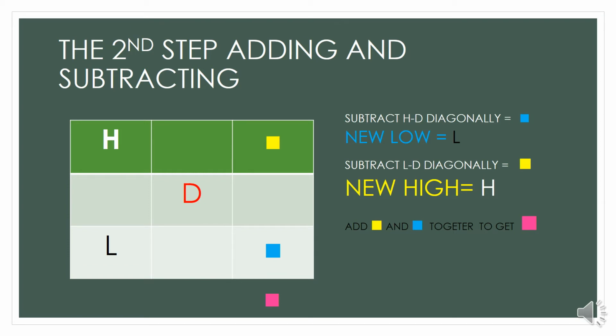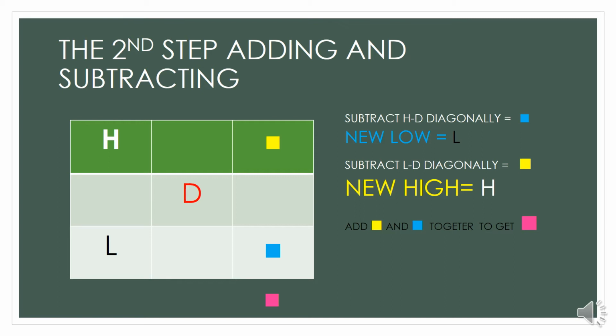Okay, so I have these color highlighted so that you can see what I'm talking about, and I hope that you can follow along with me. The second step, adding and subtracting. All right, you subtract H from D, which is high from desired, and it goes into the bottom right corner. This becomes your new low. And then you take your L from D, your low from the desired, going diagonally up to the top, and you get your new high.